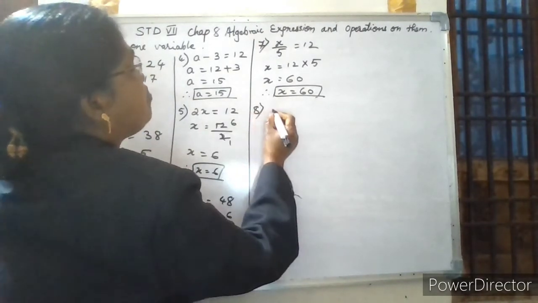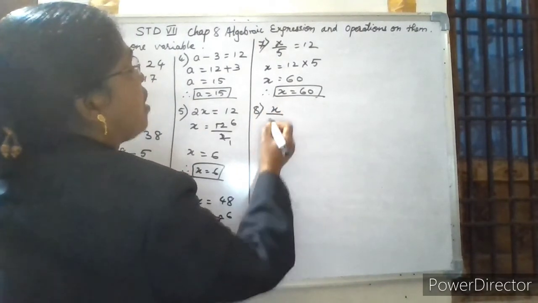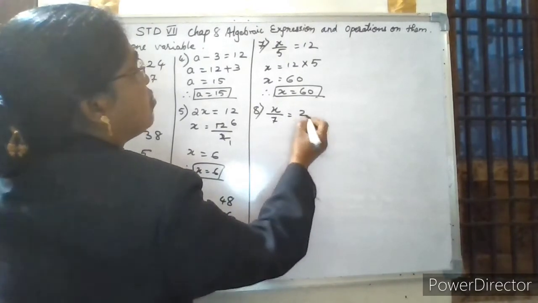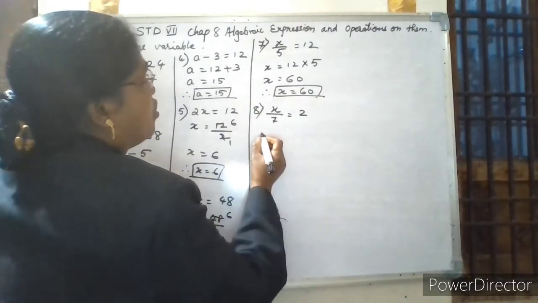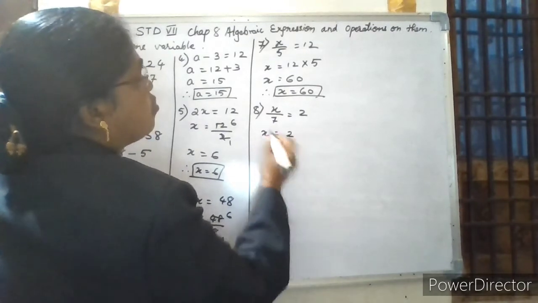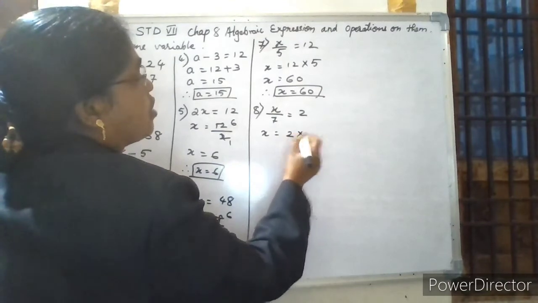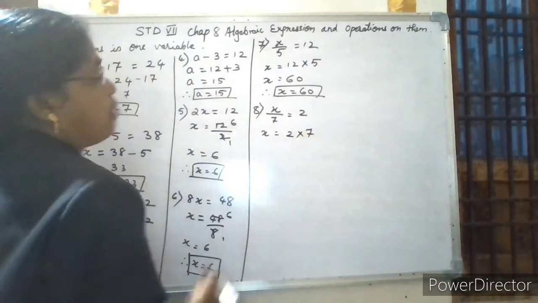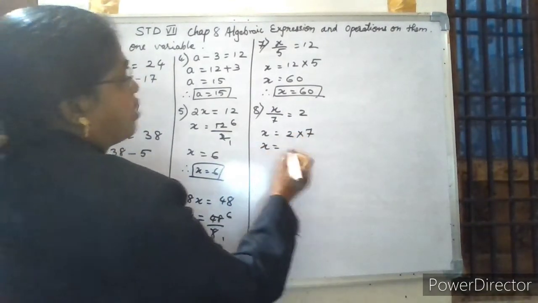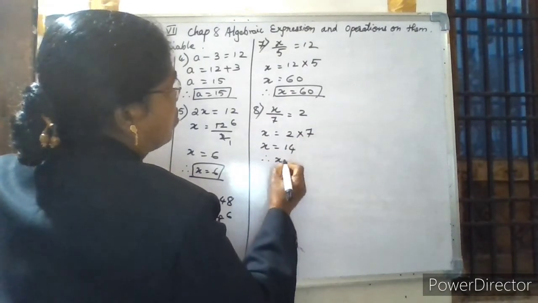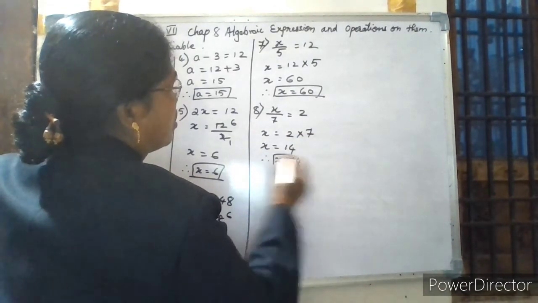Eighth question, x by 7 is equal to 2, suppose. So again x will be equal to 2, direct multiplication, x divided by 7. When it goes to that side, it gets multiplied with whatever is there. So x is equal to 2 sevens are 14. Therefore, x is equal to 14.